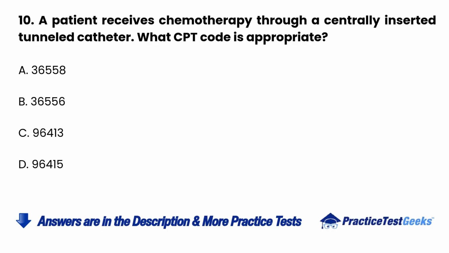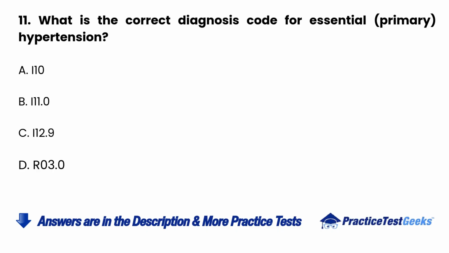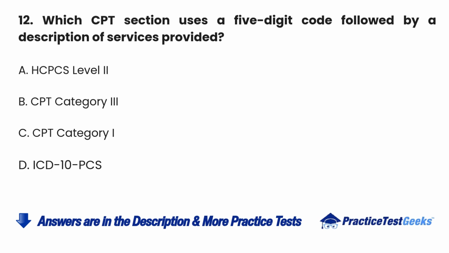10. A patient receives chemotherapy through a centrally inserted tunneled catheter. What CPT code is appropriate? A. 36558, B. 36556, C. 96413, D. 96415. 11. What is the correct diagnosis code for essential primary hypertension? A. I10, B. I11.0, C. I12.9, D. R03.0.